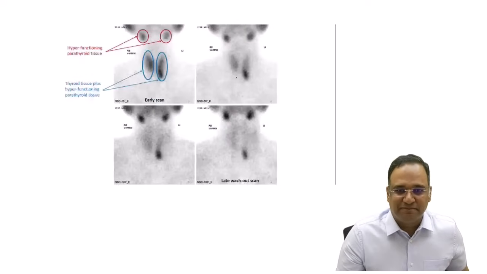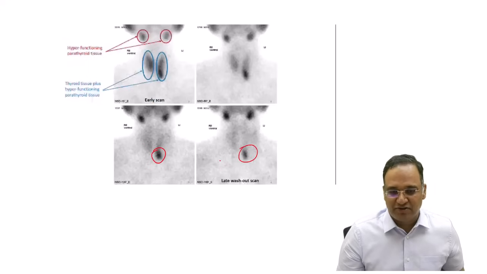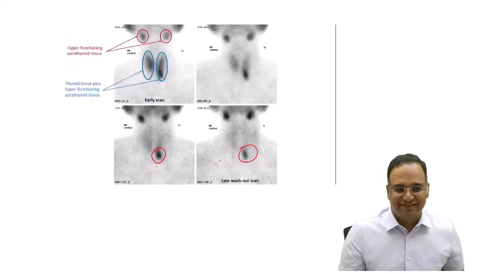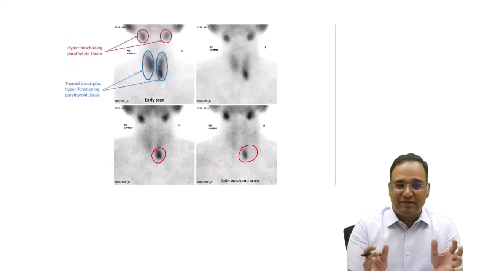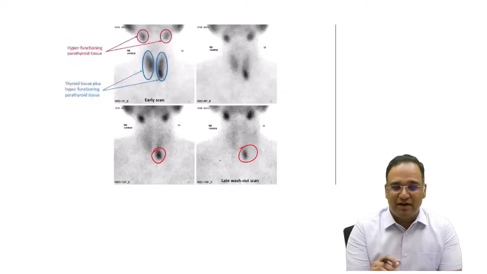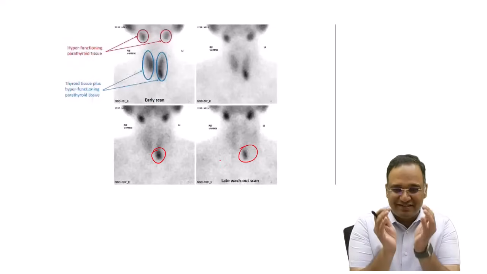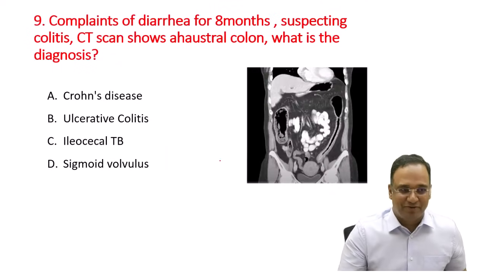So, here you can see the uptake of the thyroid, and uptake of thyroid gets washed away, then you see the parathyroid. Understood? Late washout phase of the scan. Okay, thyroid tissue can also take up, parathyroid can also take up, and after some point of time, the thyroid tissue will get washed away, and the rest of the technetium-99 tracer will get localized into the parathyroid adenoma. Understood? It looks like a hot nodule.